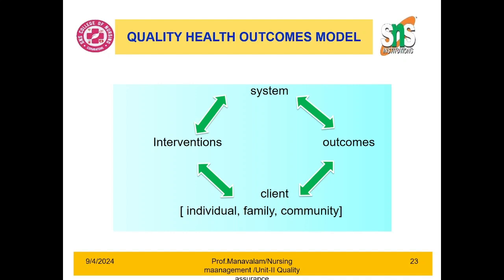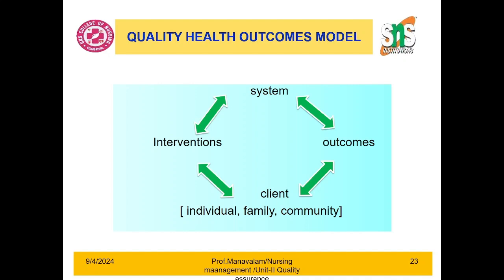Second model, quality health outcomes model. First one is system. System means here we have to consider both the organization and the persons who are functioning in an organization. Here especially the nursing personnel. Next, intervention. The activities they are practicing in order to give care to the patient. That is called an intervention.